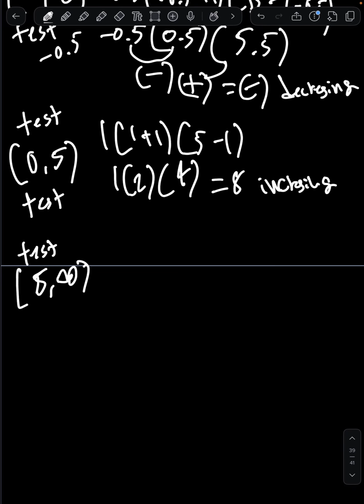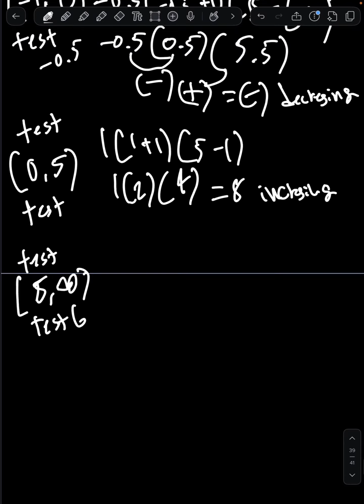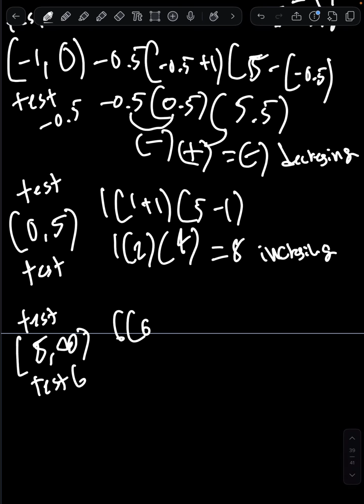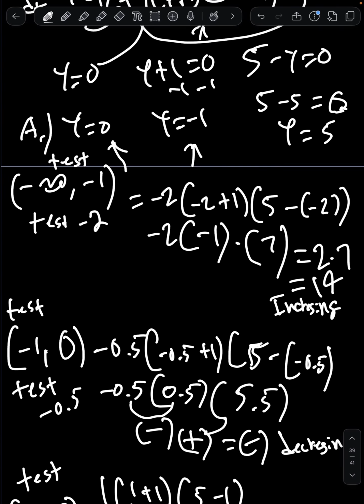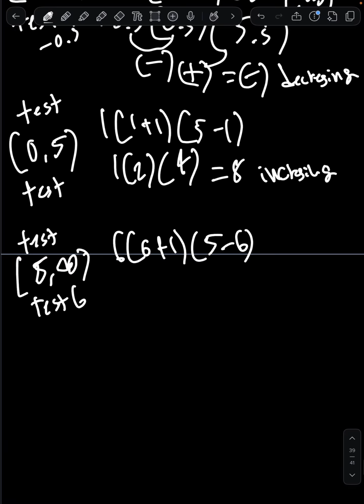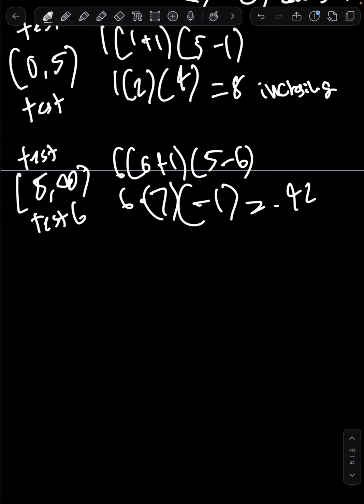So let's do test 6, since that's within the interval. So what was our function? So we have 6 plus 1 times, let's do 5 minus 6. So 6 times 7, right, times negative 1. This is going to give us negative 42. That is decreasing, right?